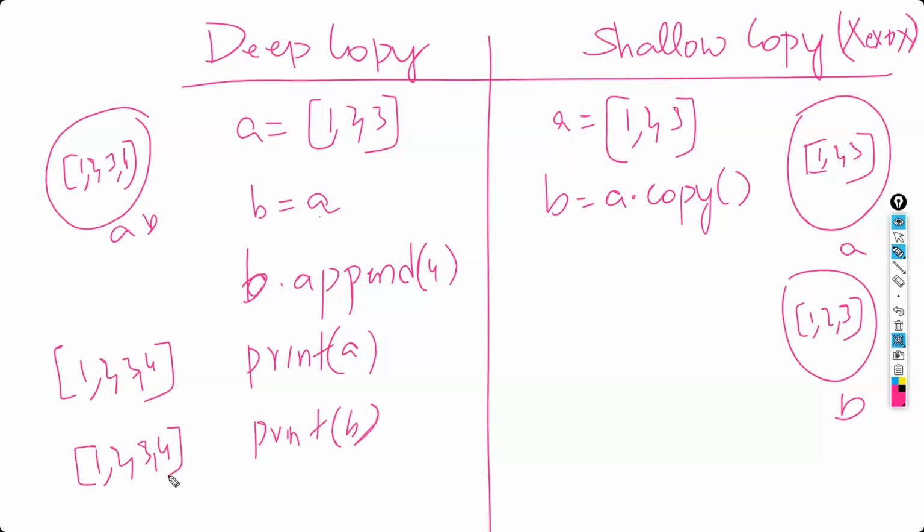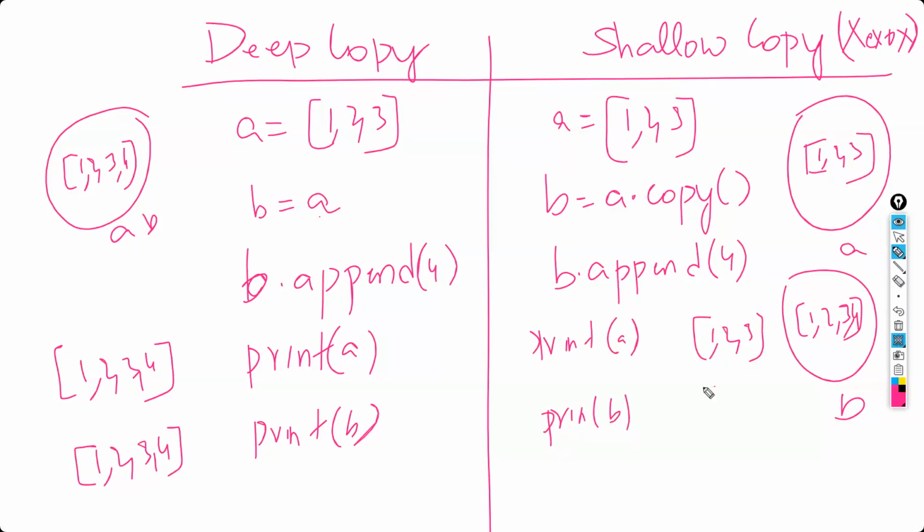Whereas in this one, B dot append of 4, if you do B dot append of 4 here, 4 will be added, but not in A. Now, if you print A here, what is the output? 1, 2, 3. If you print B here, what is the output? 1, 2, 3, 4. That is the difference between both of them.